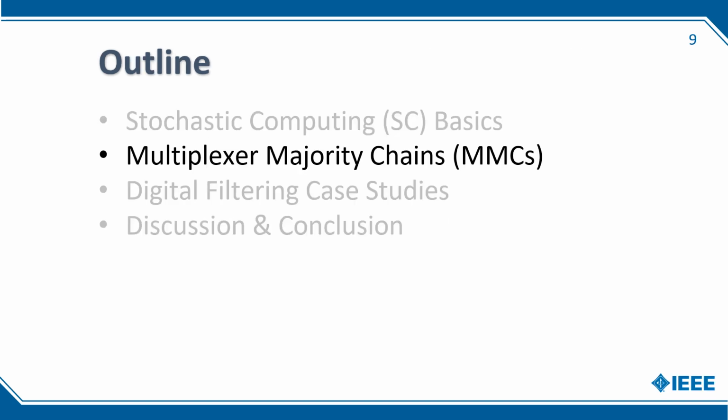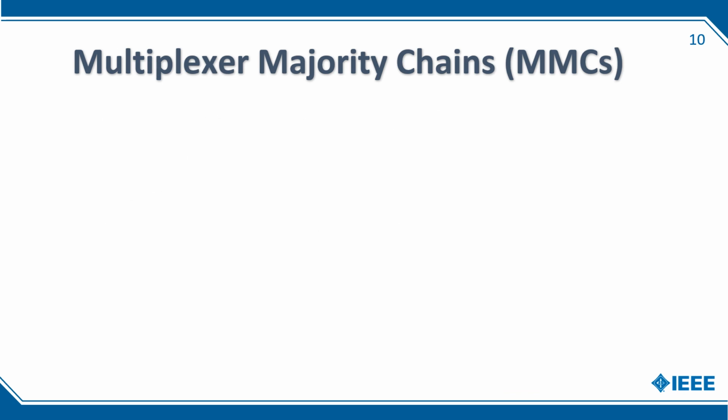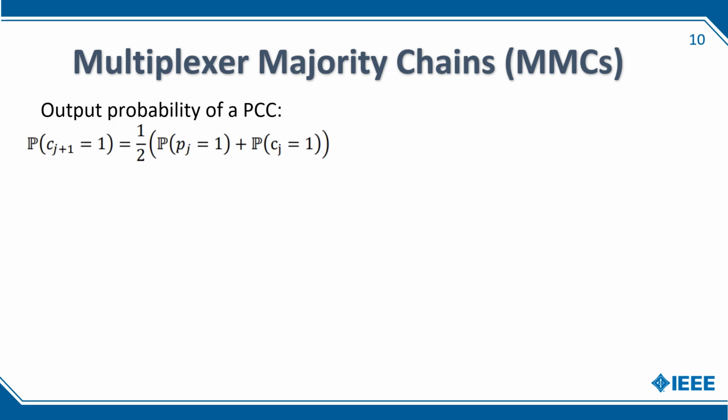Next, I'll introduce our proposed multiplexer-majority chain design, which generalizes both types of PCCs and offers many intermediate designs providing better control of the area and accuracy trade-off. To understand how PCCs of different types are related to one another, consider the general equation for the output probability of a PCC given here.